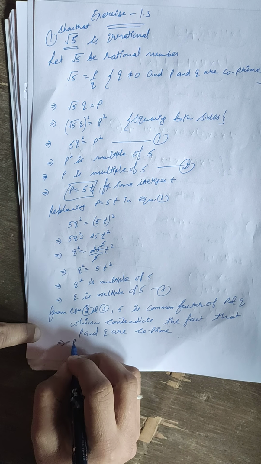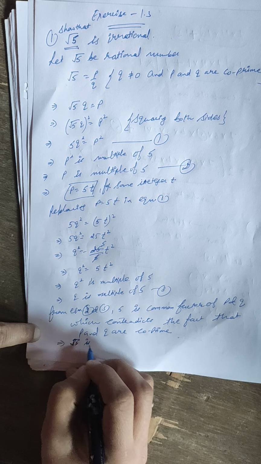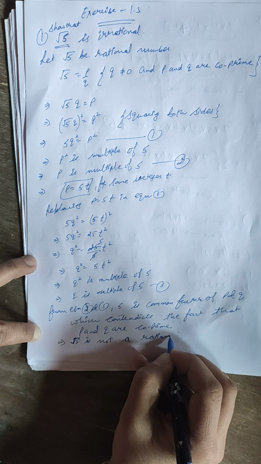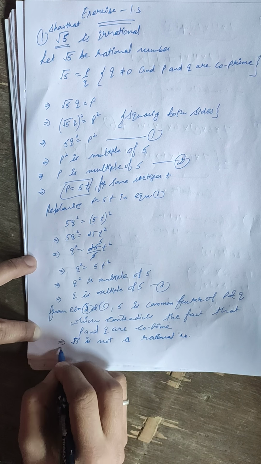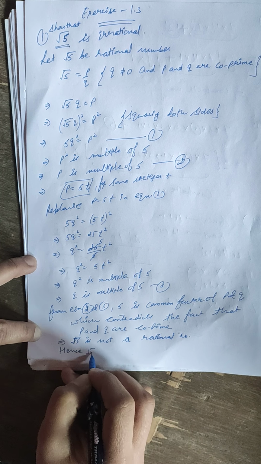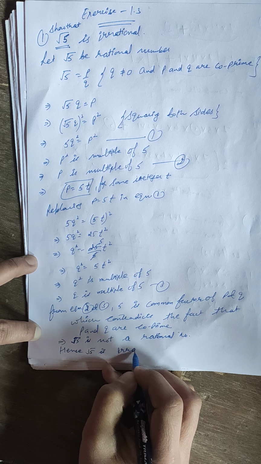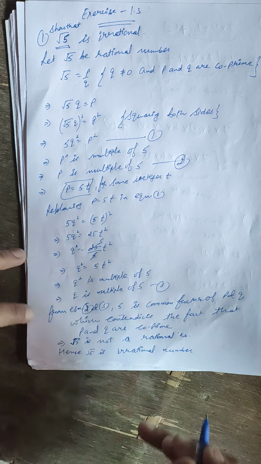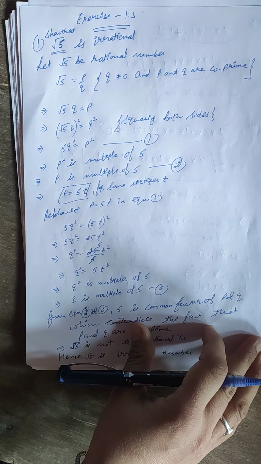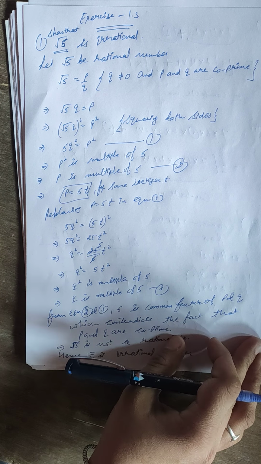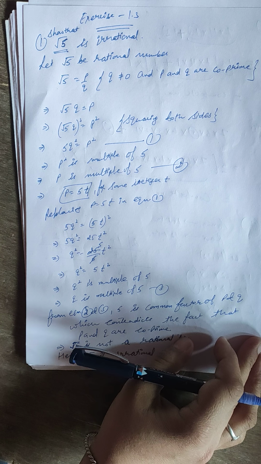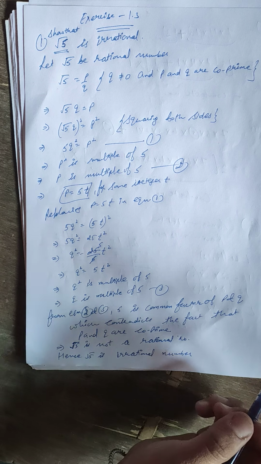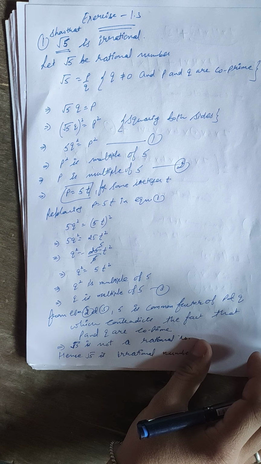That implies root 5 is not a rational number, hence root 5 is an irrational number. This is a very handy formula which you can learn to show all the forms of this type, like root 2 is irrational, root 3 is irrational, root 7 is an irrational number. Anything can be proved by this method only. Let me tell you once again, then we'll do one more sum of this form only.